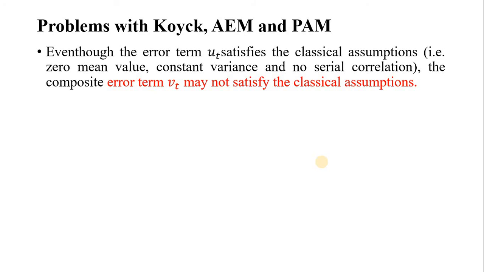Because in these new models, AEM and PAM, we don't have a u_t. Instead, we have u_t multiplied by something, or u_t subtracted by something. So we don't have a single u_t. Instead, we have a composite u_t, and that's why the error term in the new equations like Koyck, PAM and AEM may not satisfy the classical assumptions.